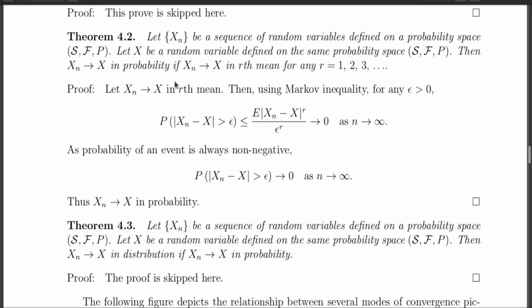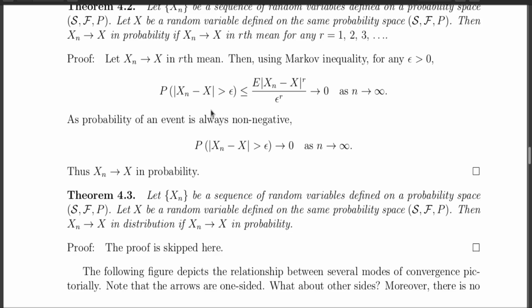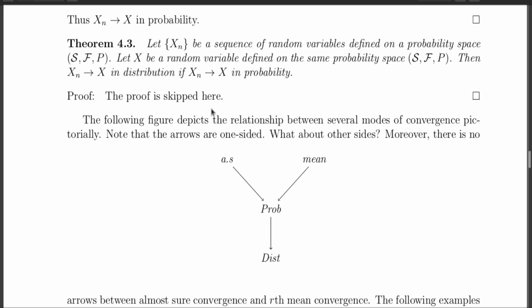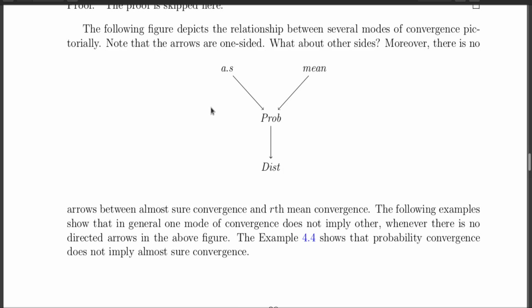Okay, clear? So this is basically one use of the Markov inequality to show that rth mean convergence implies convergence in probability. The rest of the two are not very straightforward, so I'm just keeping it here. But those who are interested, you can see any slightly advanced probability book for this proof.